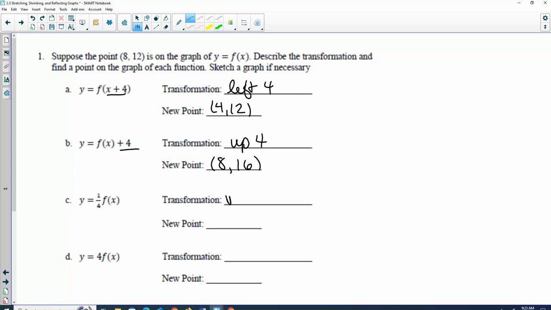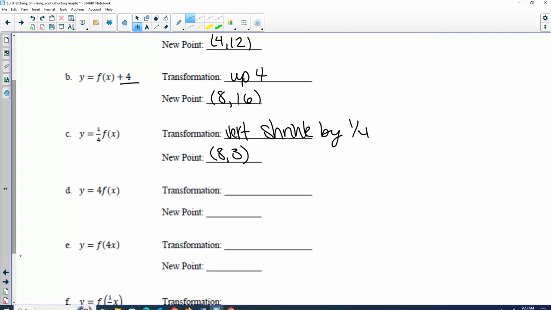Outside is y, so this is a vertical, does what it says, so it's a shrink. Is compression the same thing? Yes. So outside changes the y, does what it says. So my y times 1/4, 12 times 1/4 is 3. All right, this one, outside is y, does what it says. So it's a vertical stretch. So I'm going to take my y value times 4. So we get 8, 48. Are we doing okay on these so far?